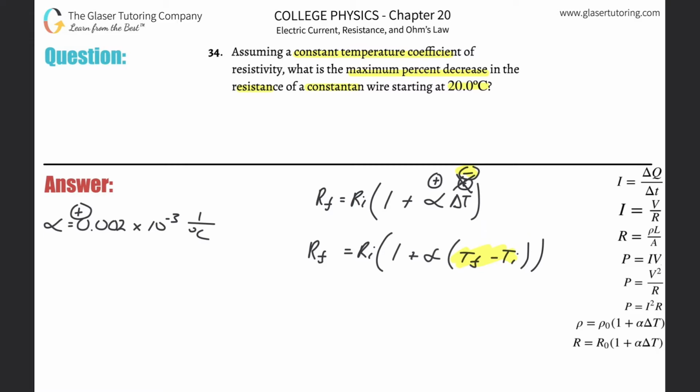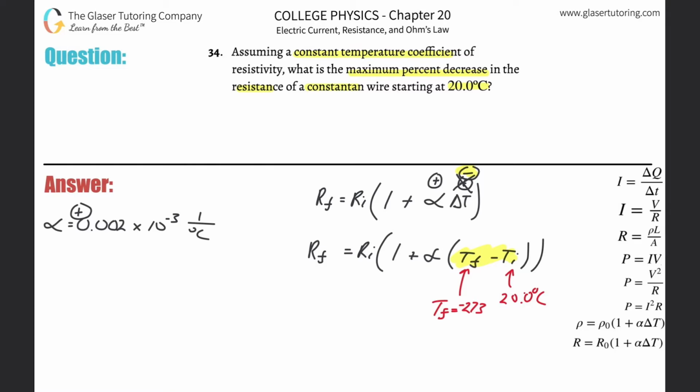That's the pattern. So I know the initial is 20 degrees Celsius because that's what they told me. Now my job is to figure out the lowest final temperature. They didn't tell us, but it said maximum. So in theory, what's the smallest possible temperature we can ever achieve? What's the theoretical limit? Absolute zero, which is 0 Kelvin. In terms of Celsius, it's negative 273. It's really negative 273.15, but honestly, who cares?